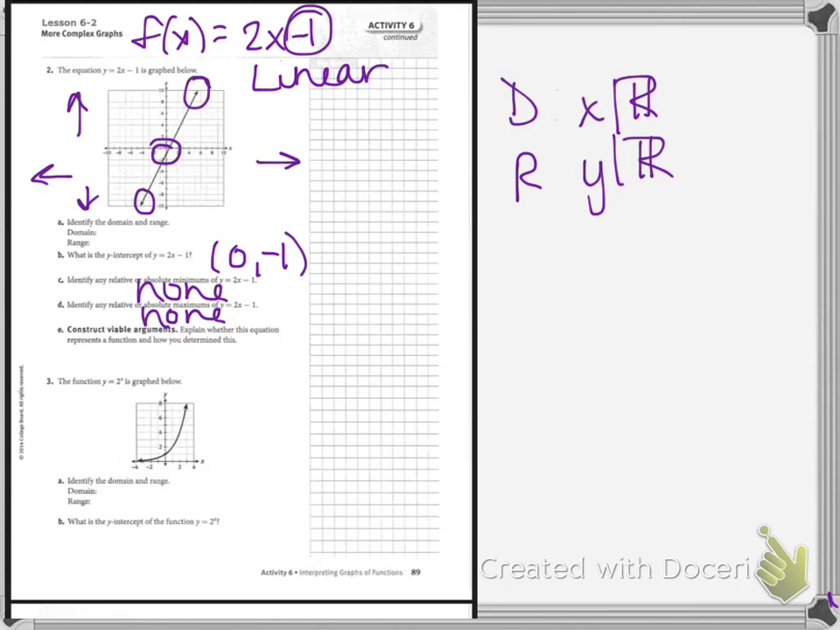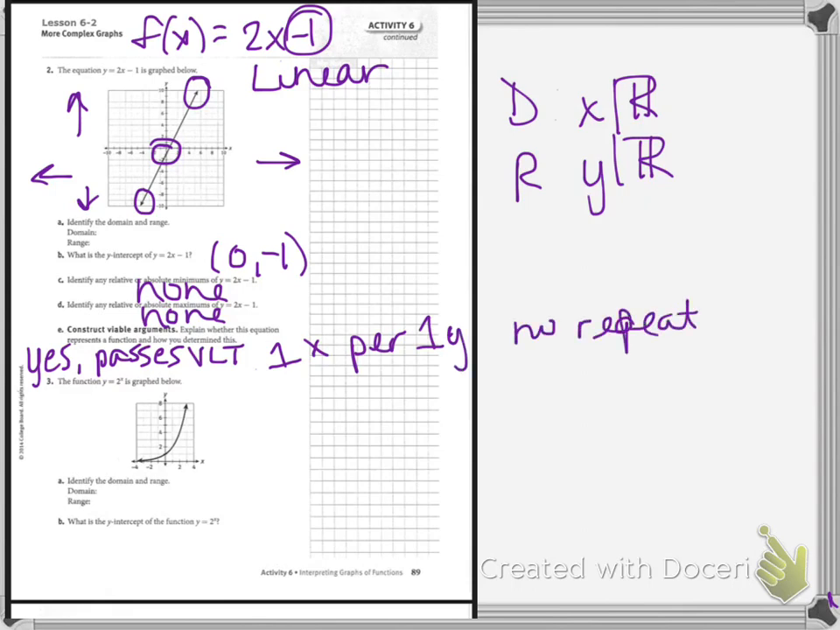Is this a function? Well, we've talked about what a function is. Yes, this is a function. How do you know? It passes the vertical line test. You can give that as a reason. You can also say 1x per 1y. You can tell me no repeat x's. All of those are going to be valid reasons.